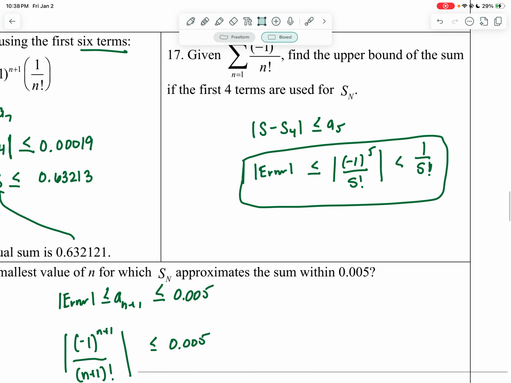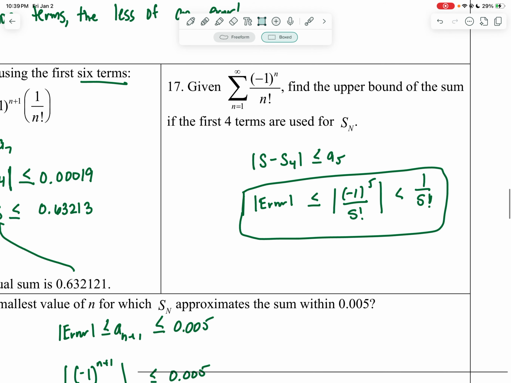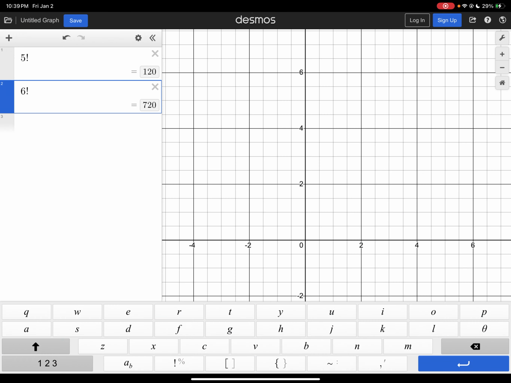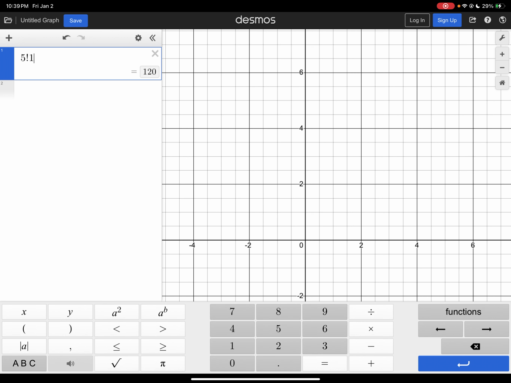Because we're using the next neglected term, the next neglected term is actually going to be term number 6, which means that I'm going to look at this right here and evaluate this in terms of a sub 6. And we're going to see that that's going to be within 0.005.